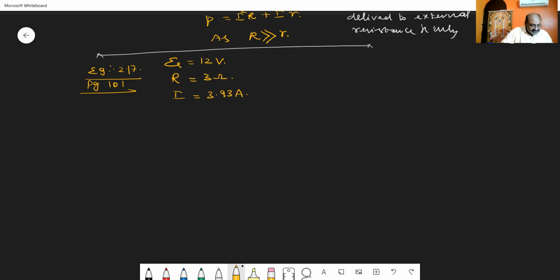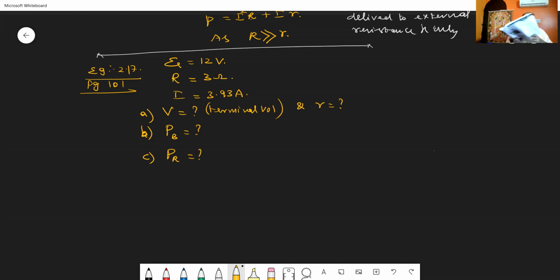What are the things asked? Terminal voltage, V, is considered to be the terminal voltage. You are asked to calculate the terminal voltage, nothing but the potential difference across the resistor in a closed circuit. Then option B asks for the terminal voltage and internal resistance. Then the power delivered by the battery, let us consider it as P_B. Then the power delivered to the resistor, P_R. All these we have to calculate.